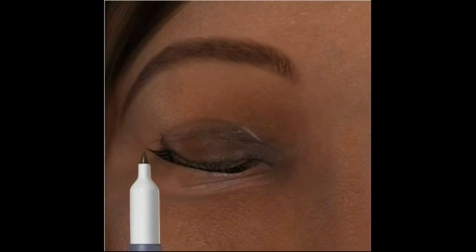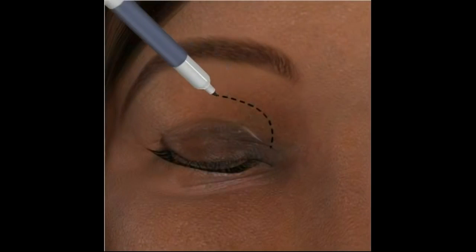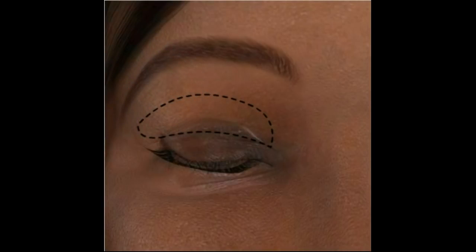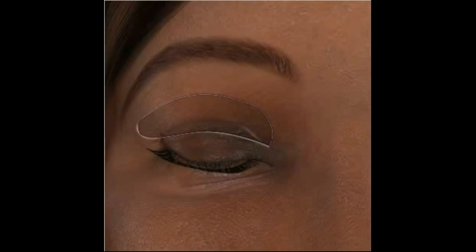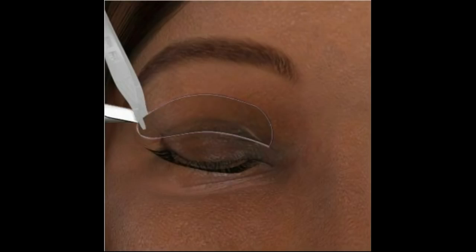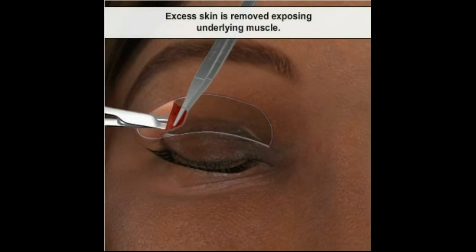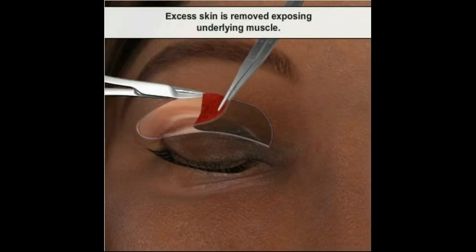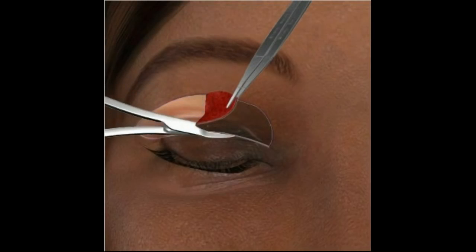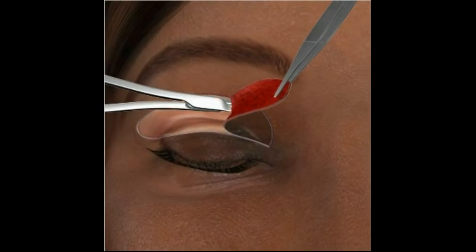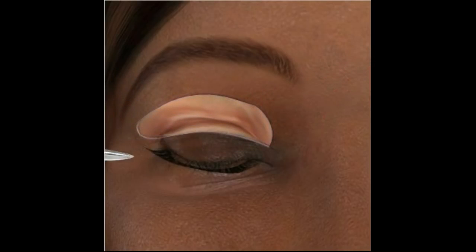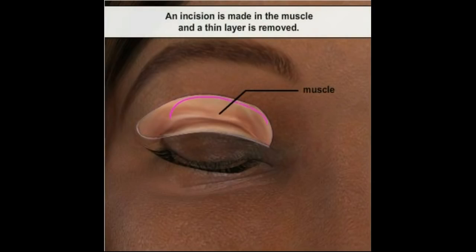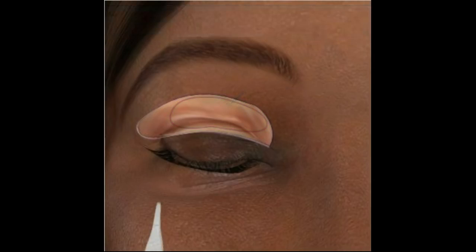Before making the incisions, incision guidelines may be drawn. This will ensure that the incisions follow the natural contours of the eyelid and the resulting scars will be as inconspicuous as possible. To begin, the physician will carefully make an incision in the fold of the upper eyelid. Using a variety of surgical instruments, the physician will carefully dissect a layer of excess skin from the upper eyelid, exposing the underlying muscle layer. In some instances, the physician will choose to remove a small strip of muscle from the upper eyelid, exposing the layers below.